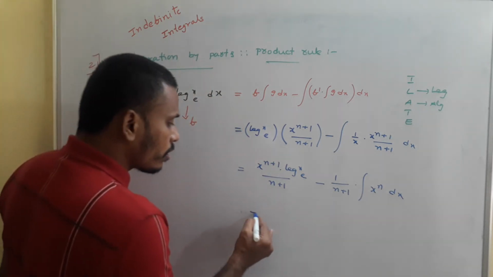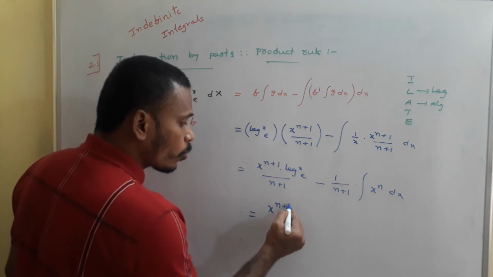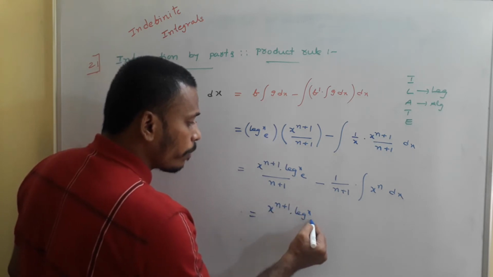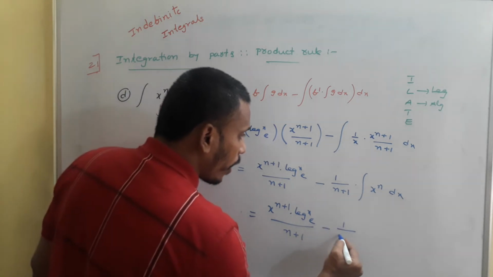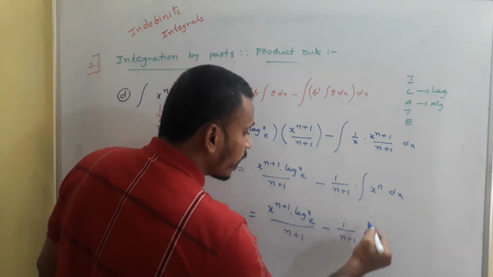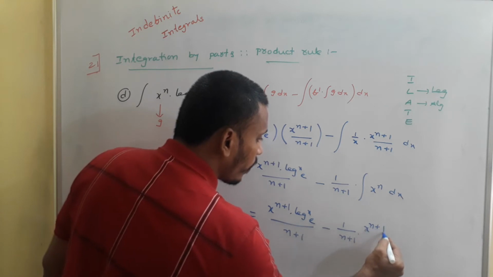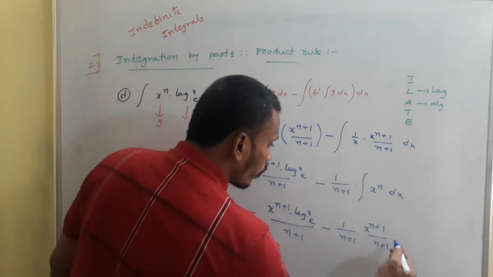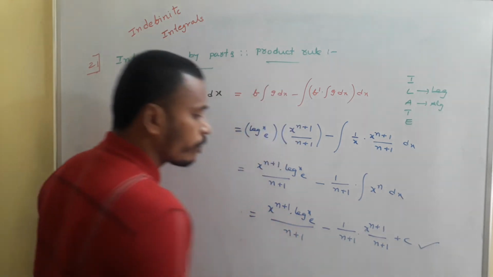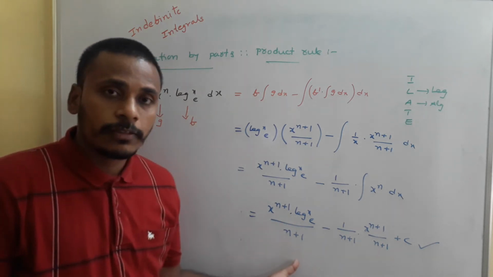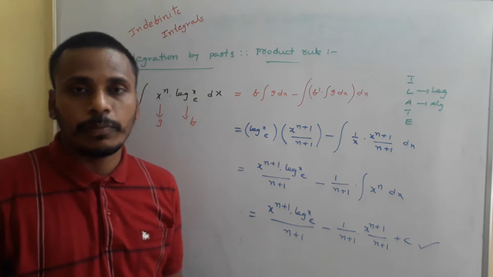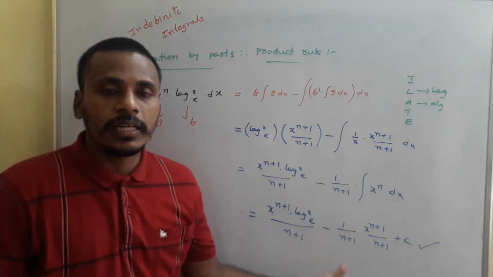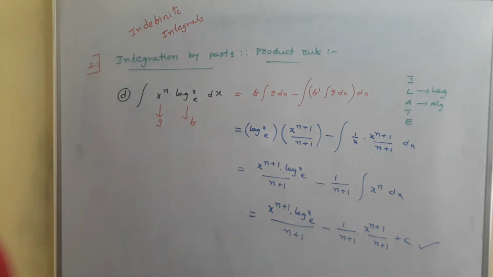And now this is equal to x^(n+1) into log x to the base e divided by n+1, minus 1 by n+1 into the integral of x^n, which is x^(n+1) by n+1, plus c. That's it. Is it right? So at the end, this is the answer for this integral x^n log x base e dx using integration by parts. Have a look.